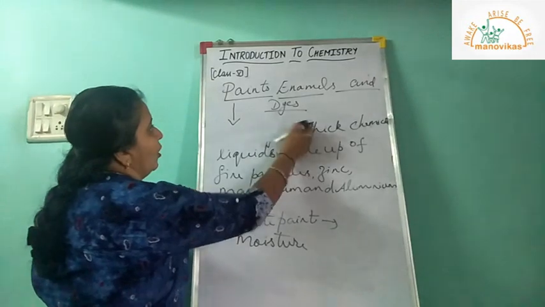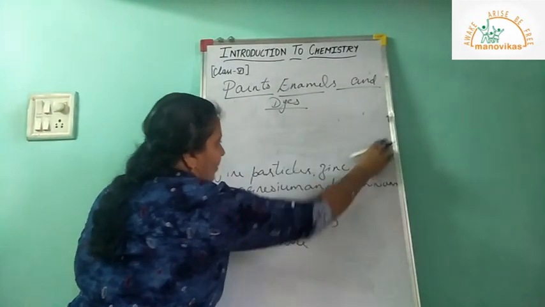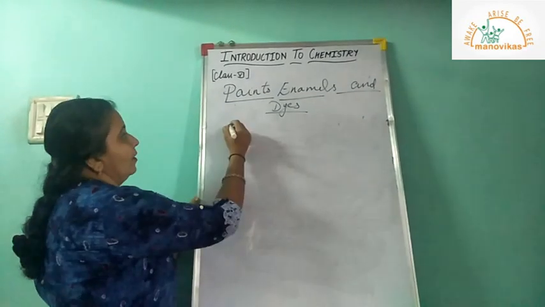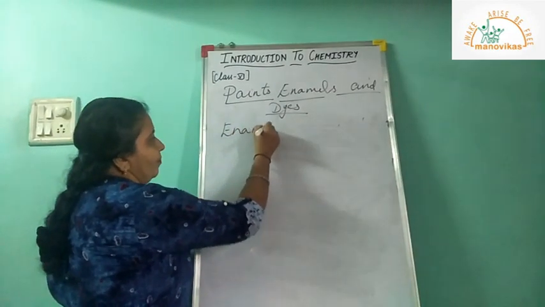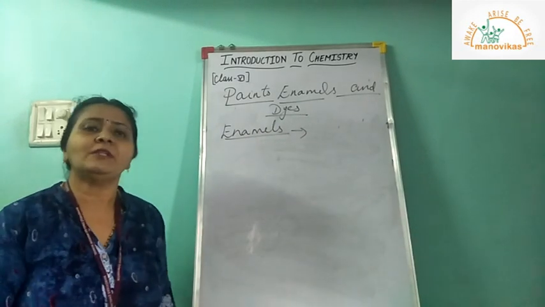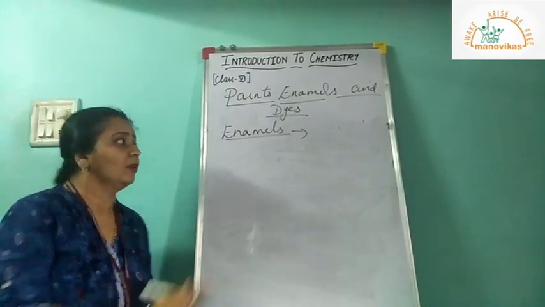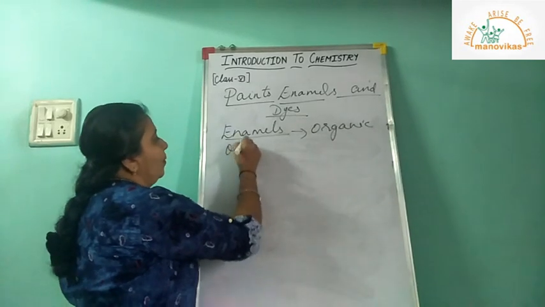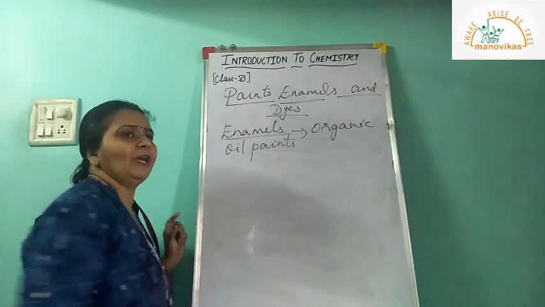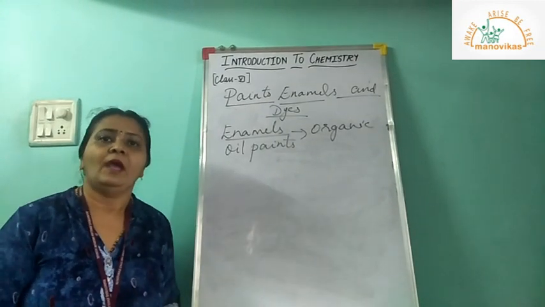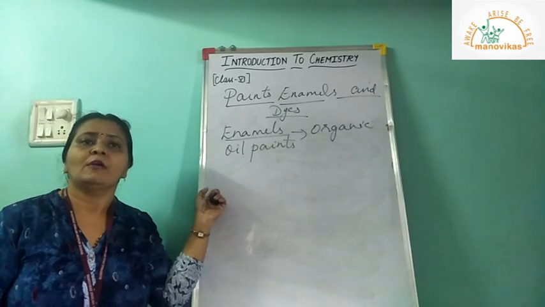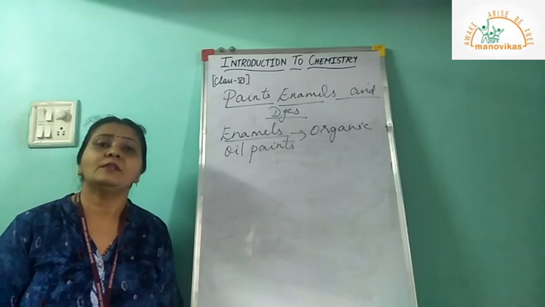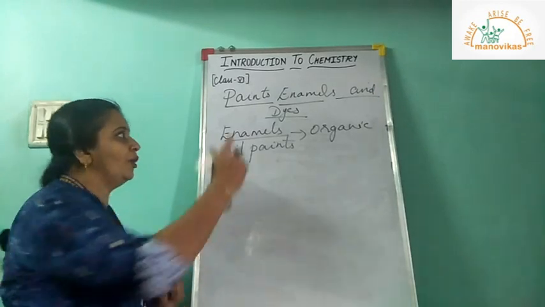Next, let us have a look on enamels. What are enamels? Enamels are organic oil paints. It's usually obtained from plant resin. And enamels are mainly used for painting household articles like refrigerator, stoves, pots, etc. This is about enamel.